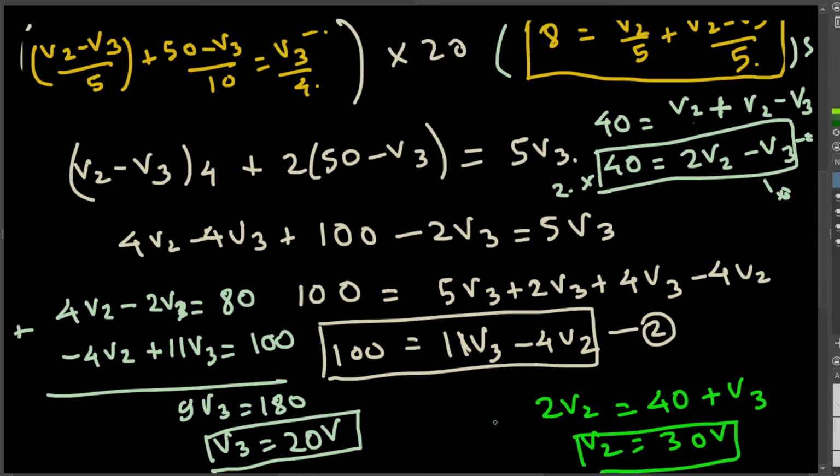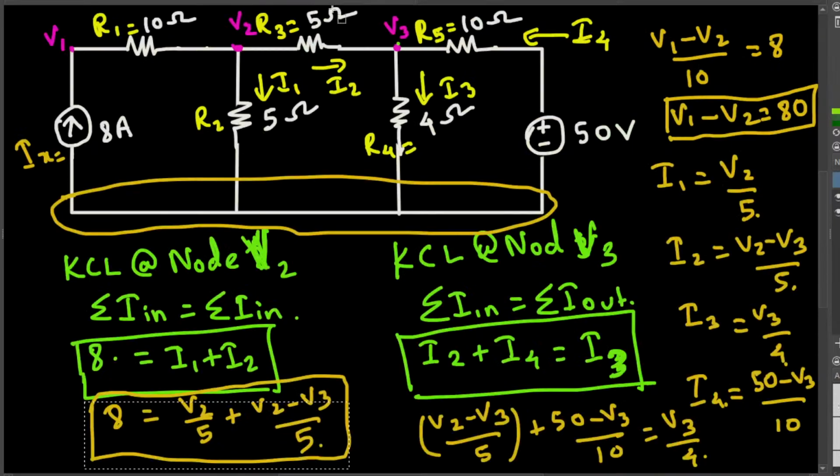So now we found V2 and V3. Since we have V2 and V3, we can find almost all the currents, I think. Let me see. I1 involves V2 and V3, I2 involves V2 and V3, I3 involves V2 and V3. So we can find all the currents right now. Let me erase all these things.